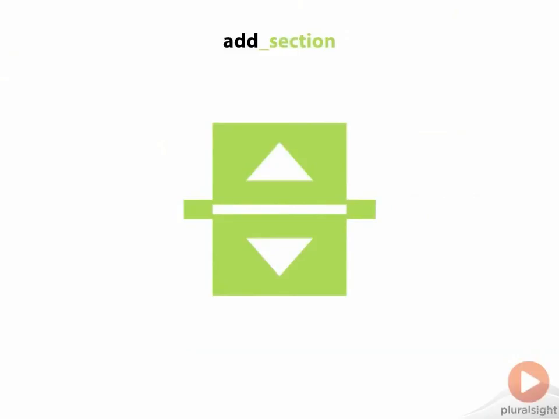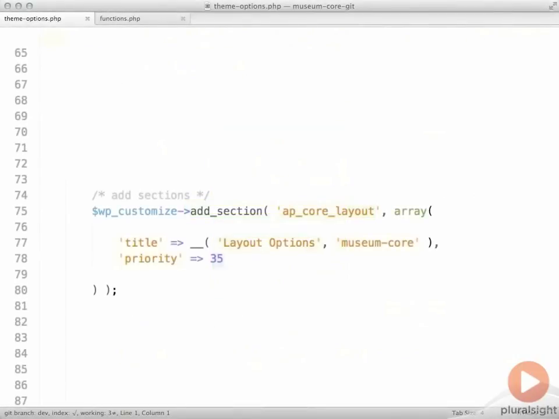First, you need to add a section. I'm going to create a section called Layout Options. So I start with my WP Customize object, and this time use the add section method. This time, the first parameter is what my section name is going to be, and it can be whatever I want it to be. I'll call it APCore Layout.